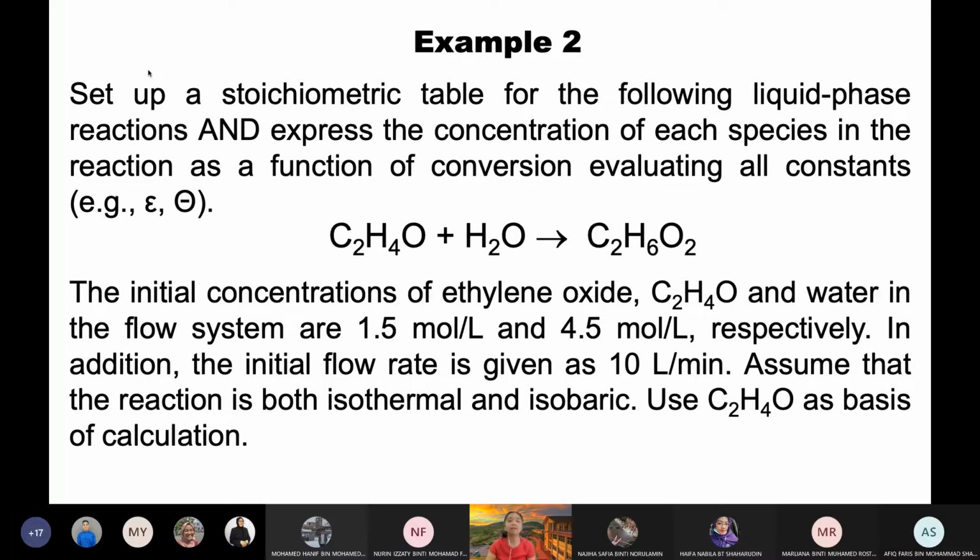Okay. Next, dia kata reaction ni isothermal isobaric. So P0 sama dengan P, T sama dengan T0. Okay. Use ethylene oxide as basis of calculation. So why do they tell you kenapa nak kena guna ethylene oxide as the basis of calculation? Maksudnya ethylene oxide kamu tu adalah A, A dalam tindak balas kamu. So naturally kalau ethylene oxide adalah A, water adalah B lah dalam kamu punya case. So there is a way to tell you sebenarnya mana reactant kamu adalah A, ethylene oxide.